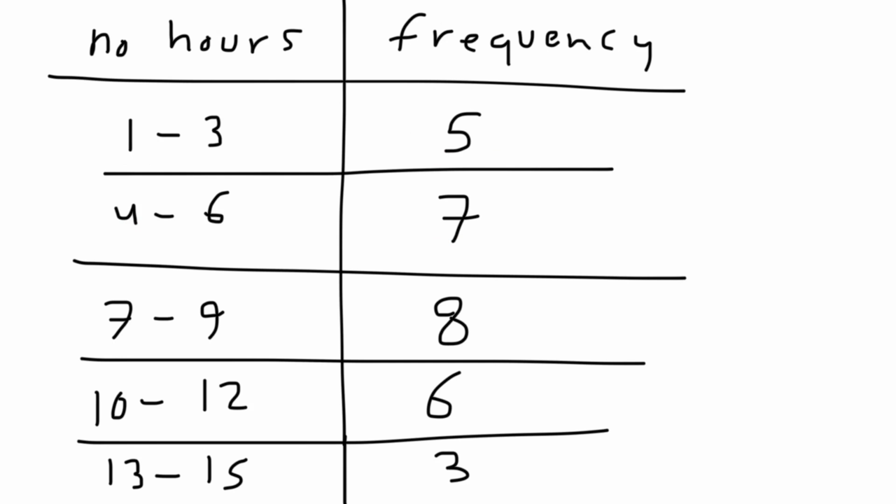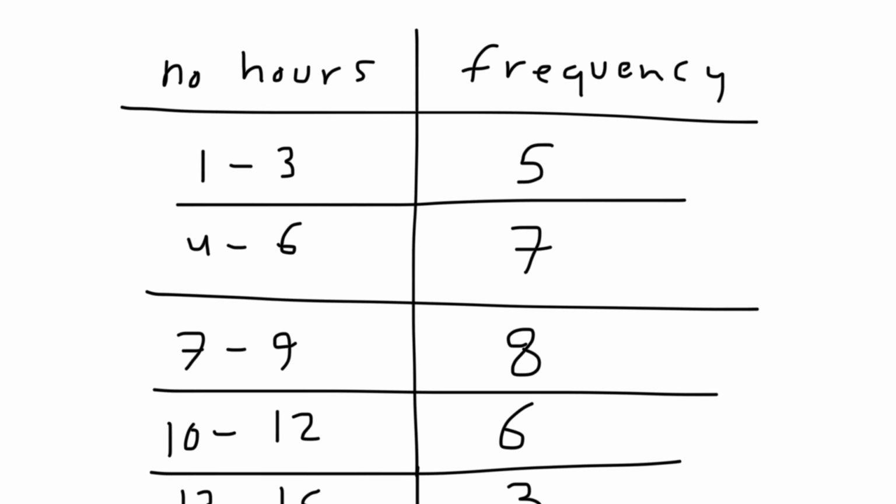So here I'm dividing the number of hours into classes. Here's the first class, second class, third class, and fourth class. So the question: what is the class width? What is the width of this class? Well, some people will say the width is 2 hours, which is not correct, because if you look at this class here, it has a lower limit and an upper limit.